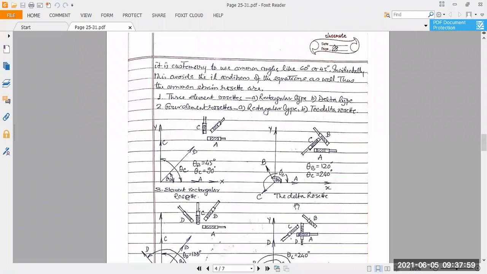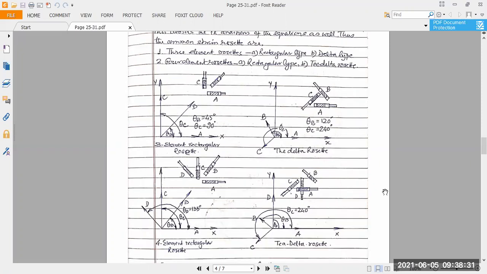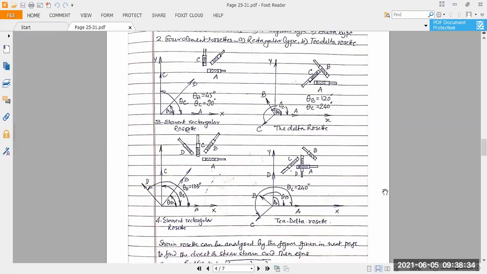Now, what are the delta strain gauges? Here we are assuming three axes: OA, OB, and OC. We are putting OA here, strain gauge OB in this direction, and OC in this direction. We are making a 60 degree angle between OA and OB, and a similar angle between OB and OC, which is called the delta rosette.